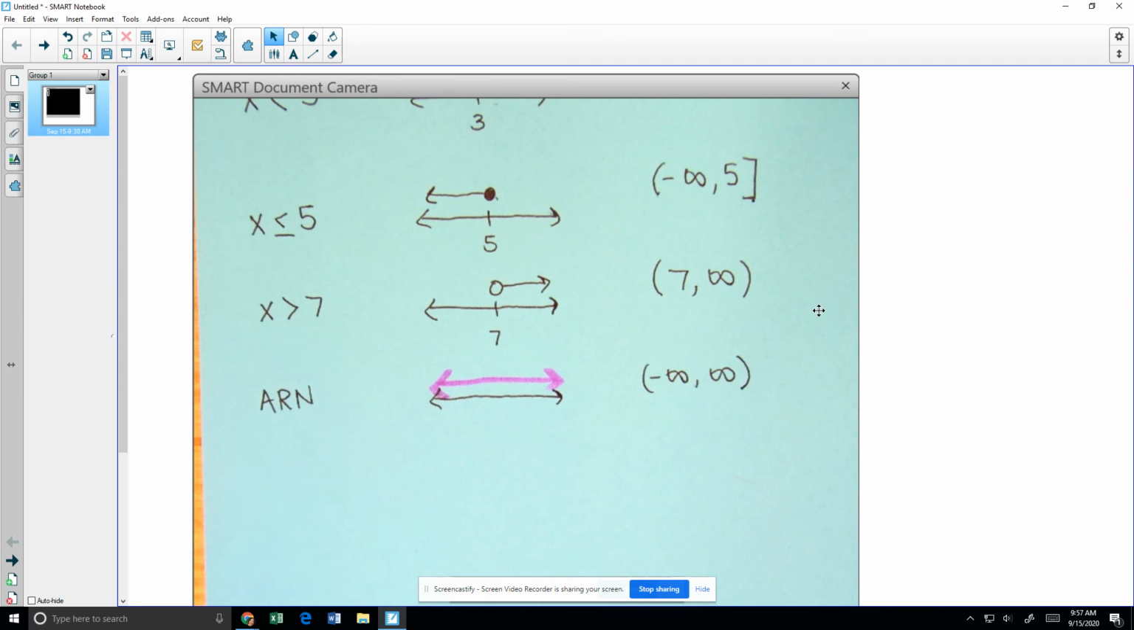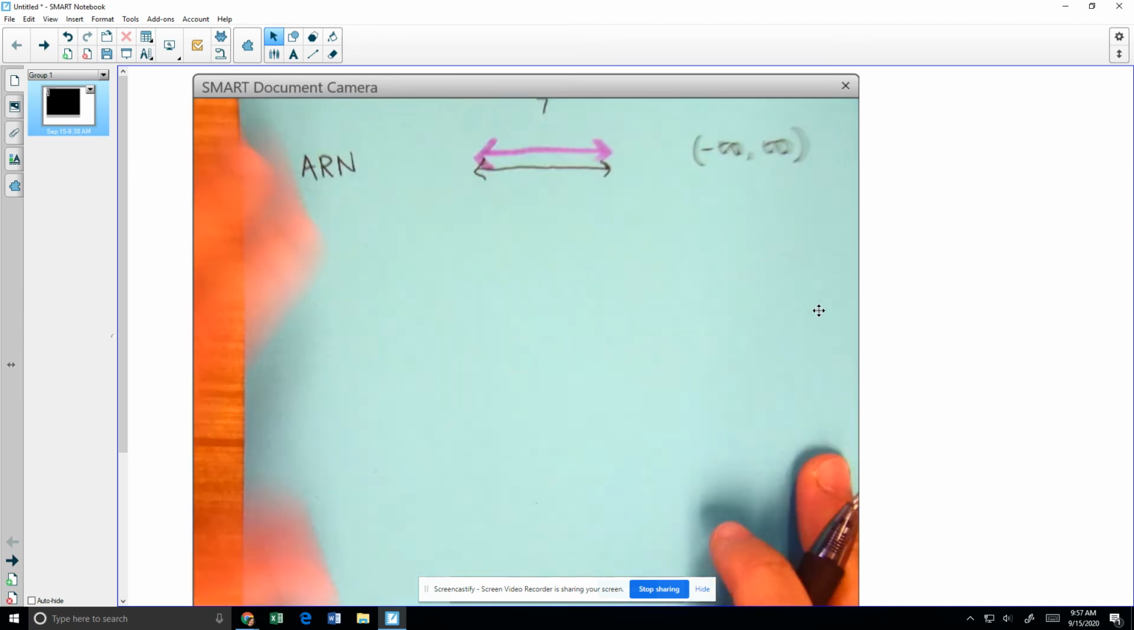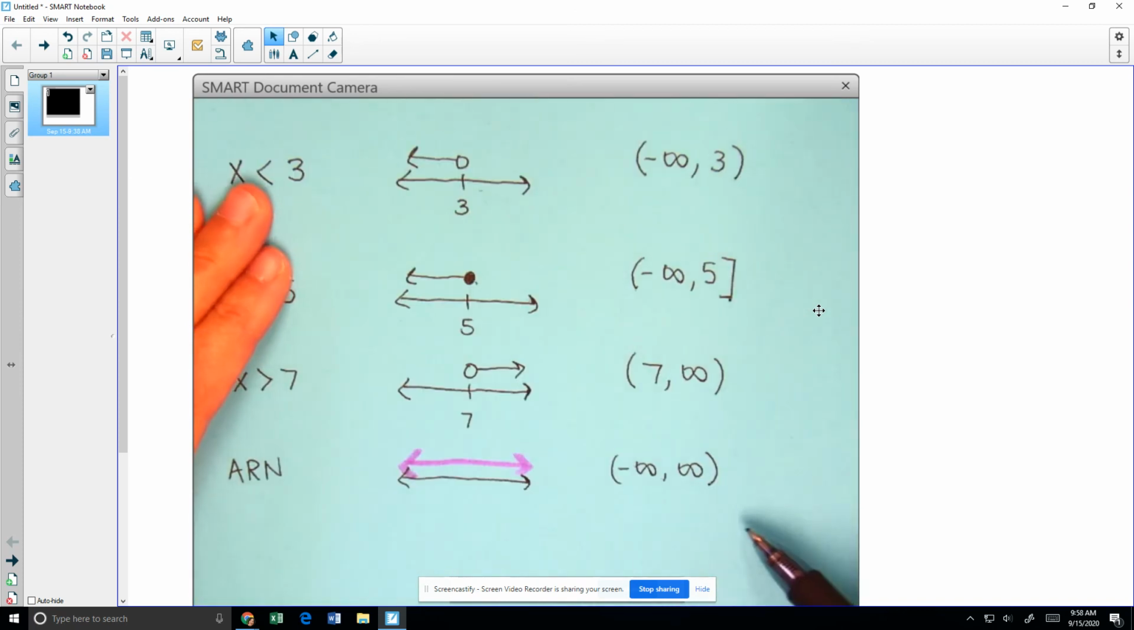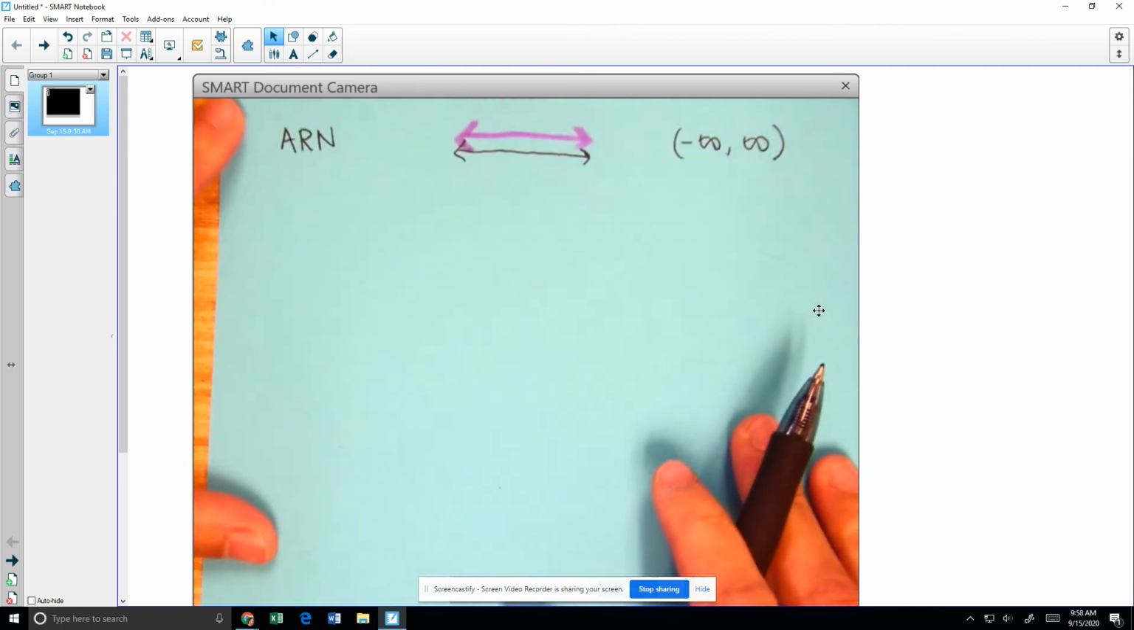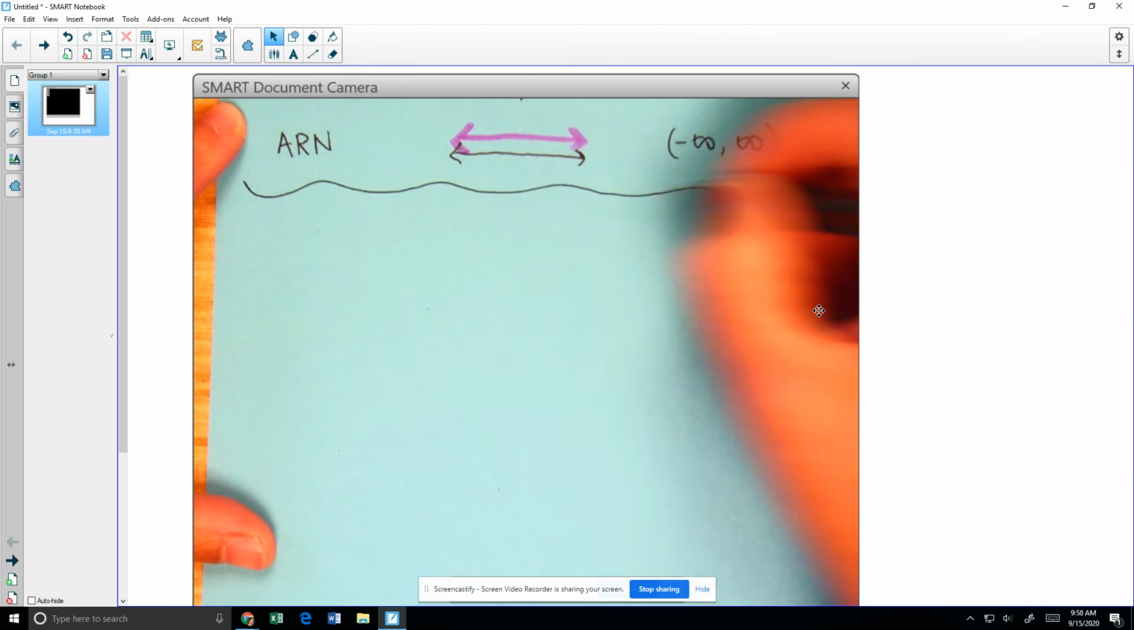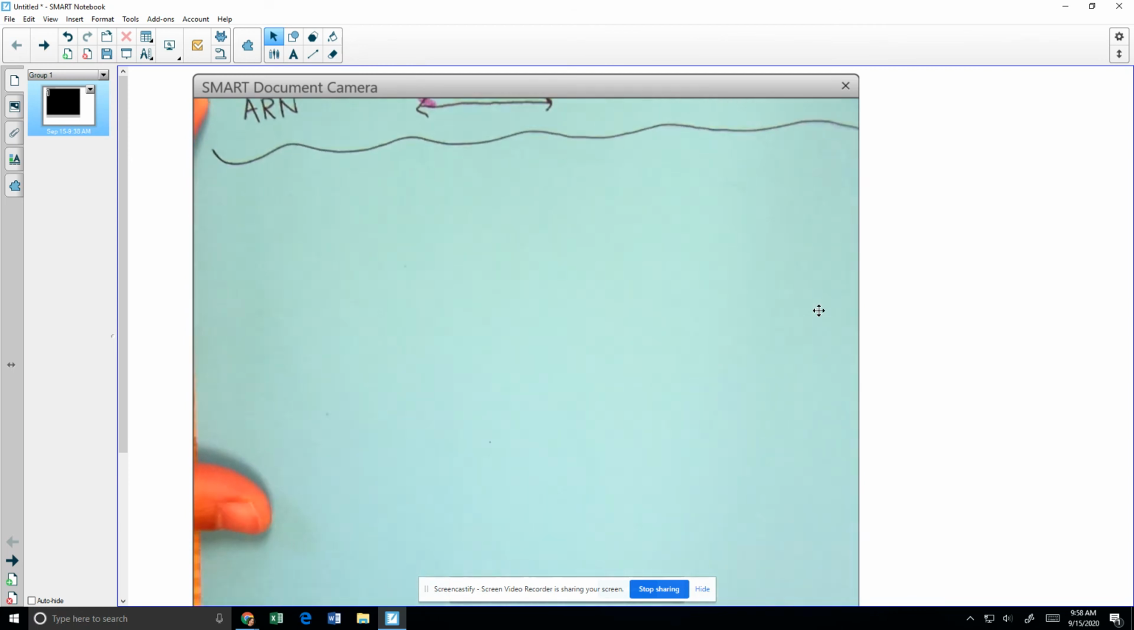Okay, now I'm going to try to overcomplicate it. And if you don't really get it, that's okay, because you really don't need to know interval notation until 10th grade. But some of you were just curious, and that's why you emailed me yesterday, because you're like, this looks weird. This doesn't look like anything we've talked about before.